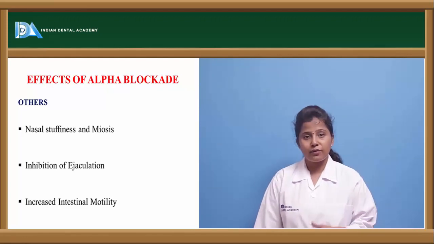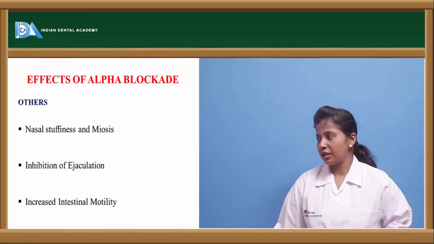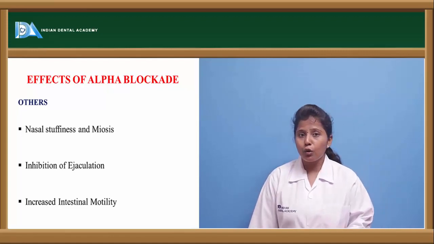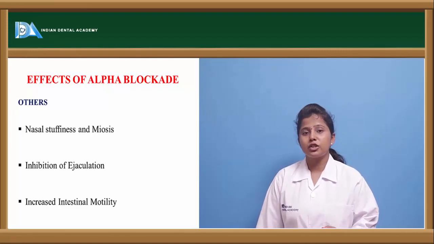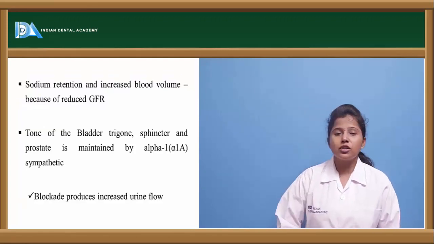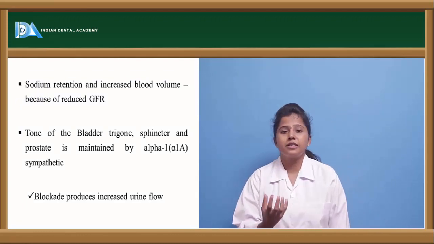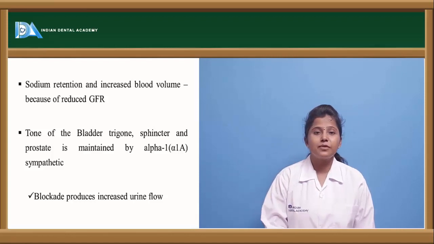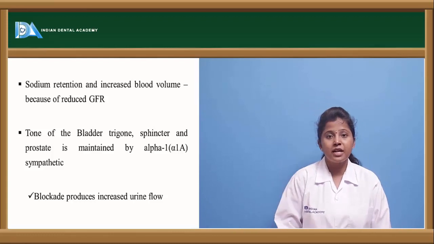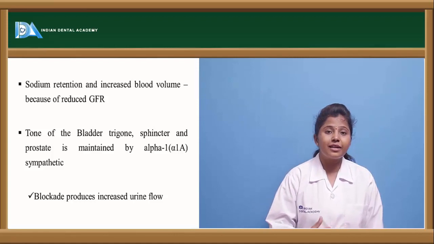So miosis is one of the effects caused because of the excessive alpha blockade, along with inhibition of ejaculation and increased intestinal motility, I mean contraction of the GIT smooth muscles will be increased. It also causes sodium retention. If the glomerular filtration rate, the rate with which filtration occurs in the glomerular apparatus, is decreased, then sodium and a few other electrolytes will be retained.